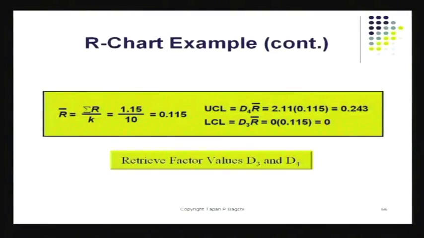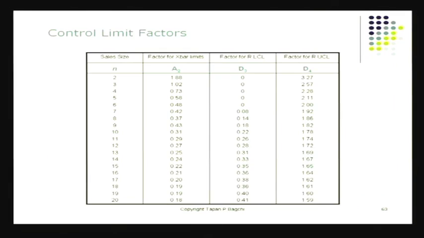Notice, where do I find my D3 and D4? I go to the same table, and I have their D3 value and D4 value. What are these dependent on? Again, they are dependent on sample size n. So if I know my sample size n, which in our case was 5, I find that the value of D3 is 0 and the value of D4 is 2.11.